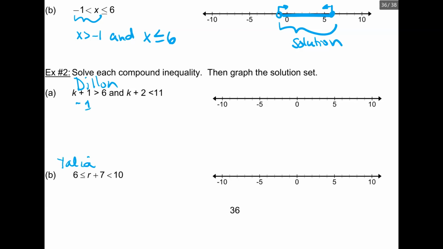Here, solving, you have to get the k by itself first. Beautiful. Here's this one. Cool. Go ahead, Jack, on the line.